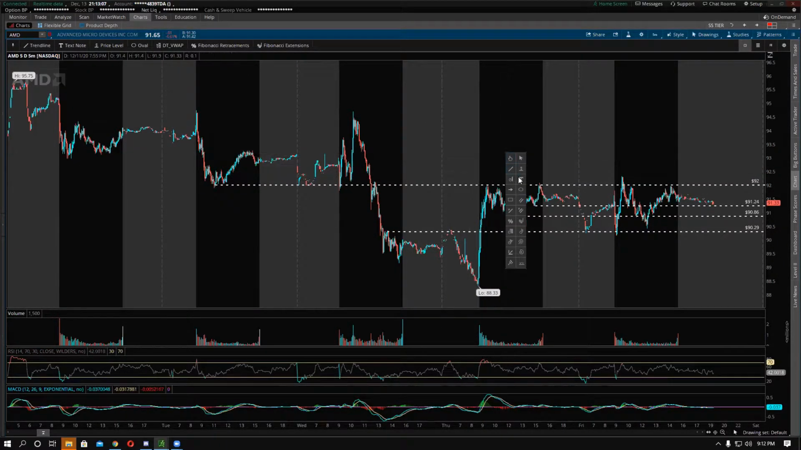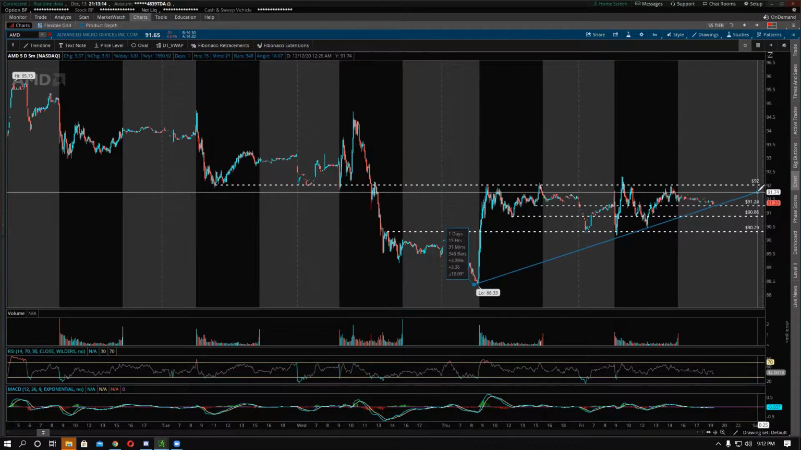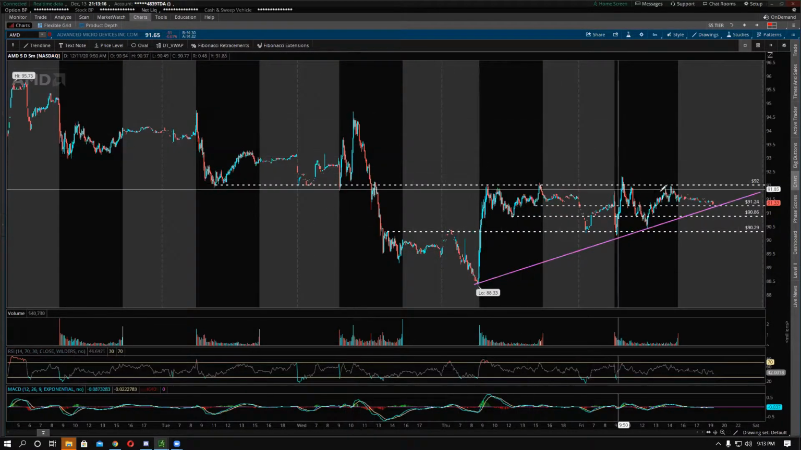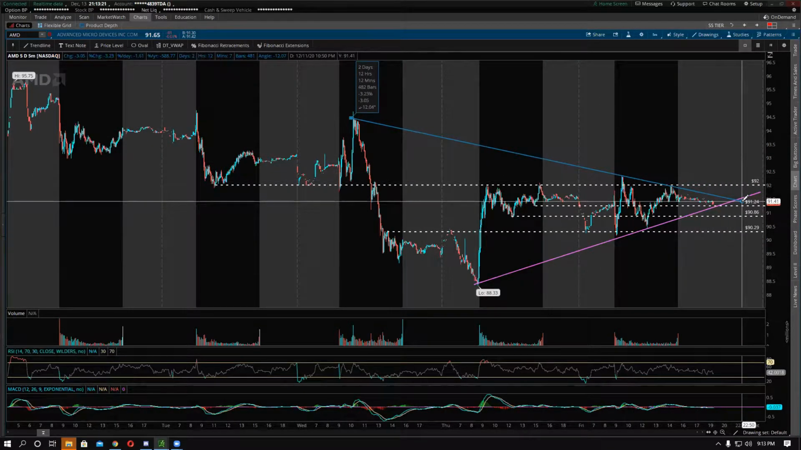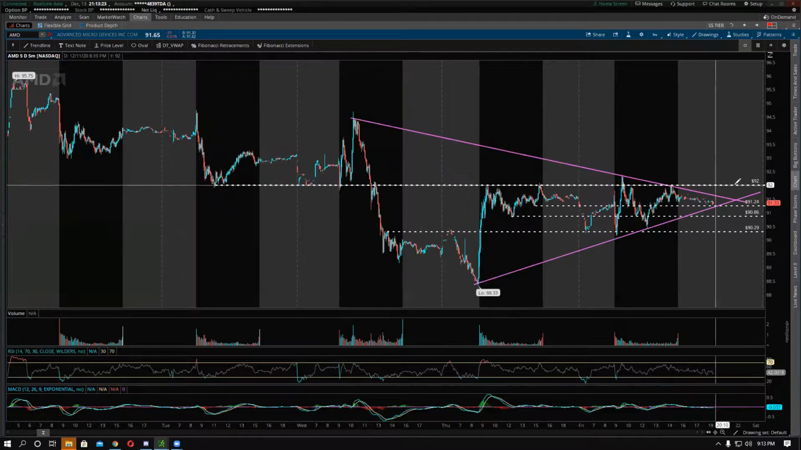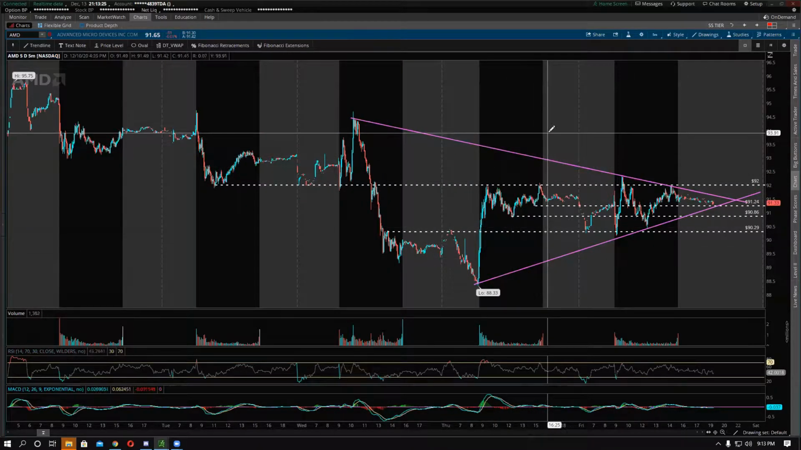I'm trying to look for my pencil so I can draw on this thing. Give me a second. And this is on the daily chart, right? This is on a 5 minute. Yeah, there's also a nice triangle on this.